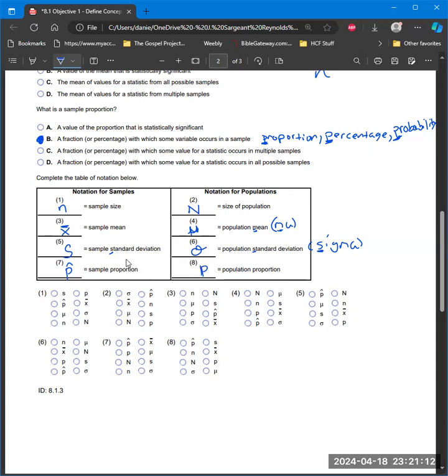So the first blank here was lowercase n. Blank 2 is uppercase N. Blank 3 is x bar. Blank 4 is mu, like that. Blank 5 is s. Blank 6 is sigma. Blank 7 is p hat. Blank 8 is just regular old p.